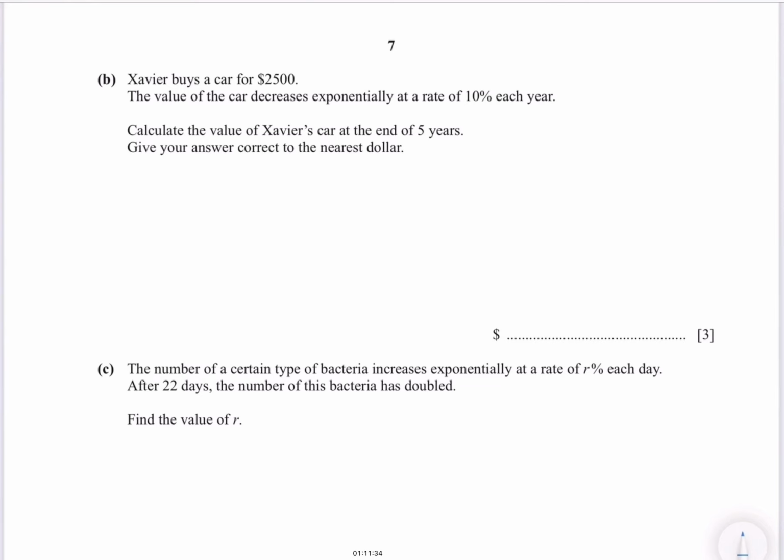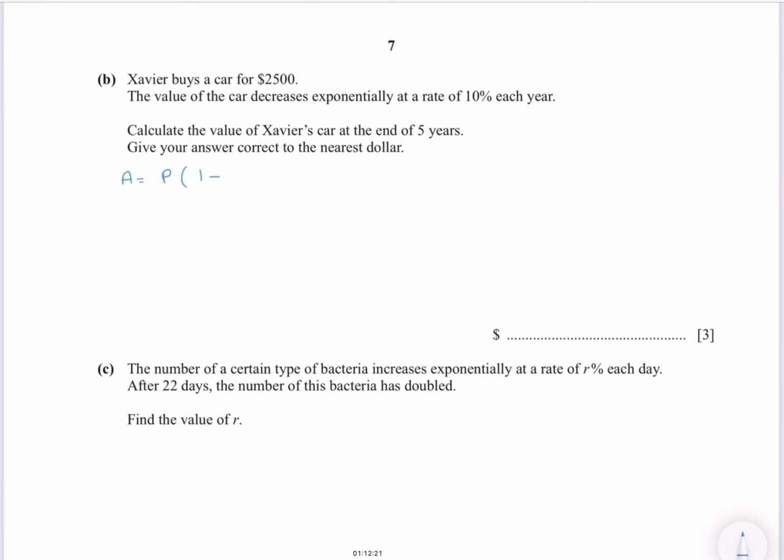Xavier buys a car for $2,500. The value of the car decreases exponentially at a rate of 10% each year. Calculate the value of Xavier's car at the end of 5 years. Answer to the nearest dollar. Okay, exponentially means the compound interest formula will be used, and decrease means we have to write a minus sign.